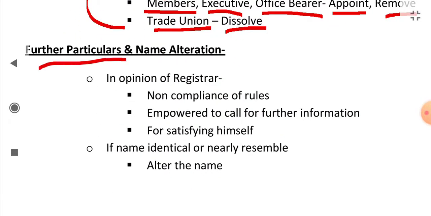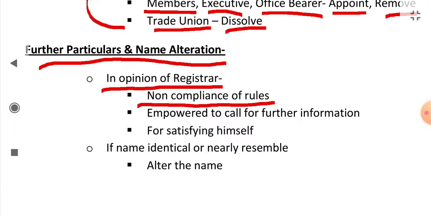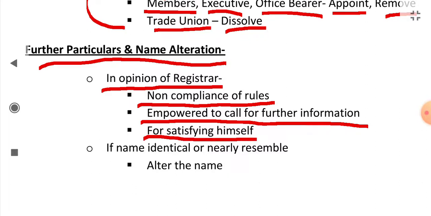Then, further particulars and name alteration. If in the opinion of the registrar the rules are not being complied with, then he is empowered to call for further information to satisfy himself that the rules are being complied with. If the name of the trade union is identical with any other trade union or nearly resembles it, then the name has to be changed.